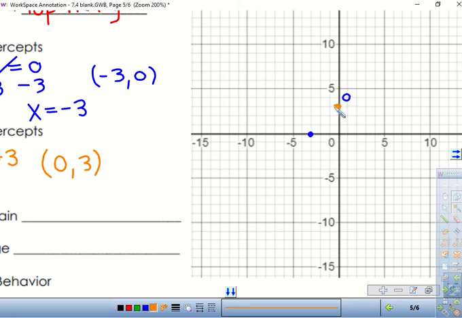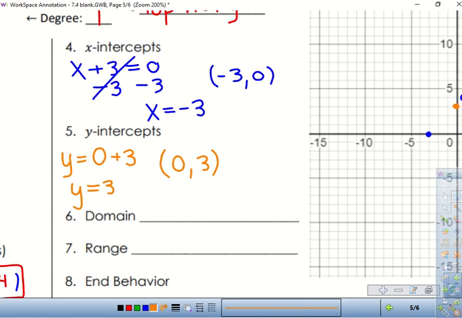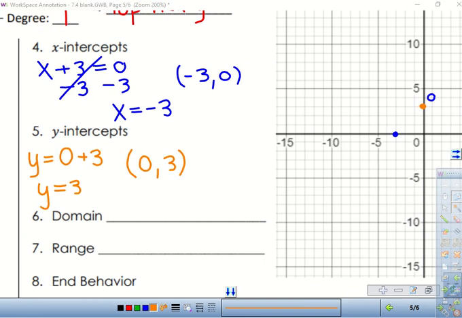Did you plug in 0 for x? For which one? The y-intercept? Yes, you just take your function, the new function, and plug in 0 for x and solve for y. Exactly. So once y'all are good with that, we will move on to the Desmos graph.